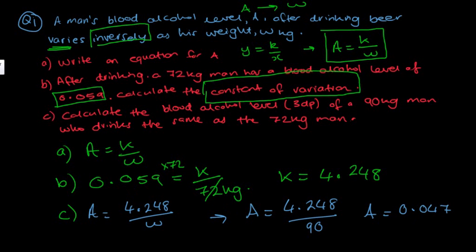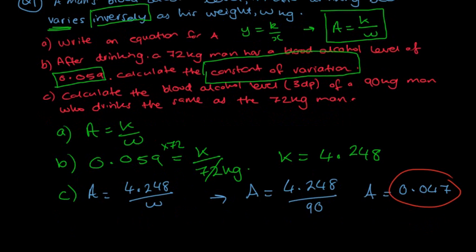Okay, and that's it. There's nothing different to what we have been doing. Just something I want to point out. Obviously you can see here, before it was 0.059 for a 72 kilogram man. Start making use of your numbers. Hopefully you'll notice that if you drink the same amount, a heavier person will have a lower blood alcohol level, and you can see that we've got 0.047, which is lower than the 0.059. So it's pretty straightforward, just like the direct variation.